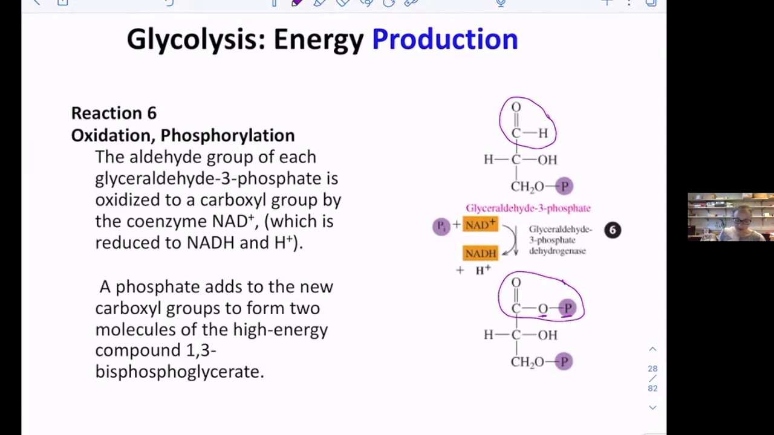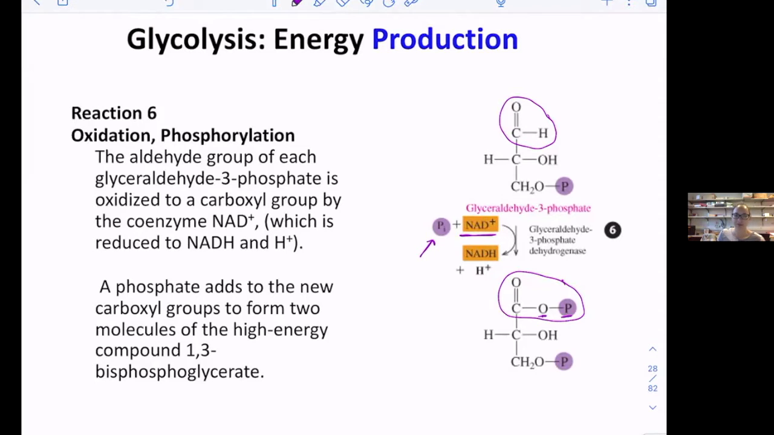This process occurs through coenzyme NAD+. So NAD+ and a free phosphate floating around. This time the phosphate is not from ATP, but it's just a phosphate that's been used and cleaved in another process, and is then added into this molecule.